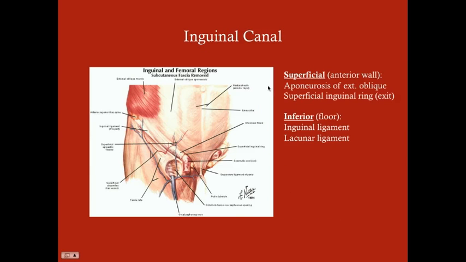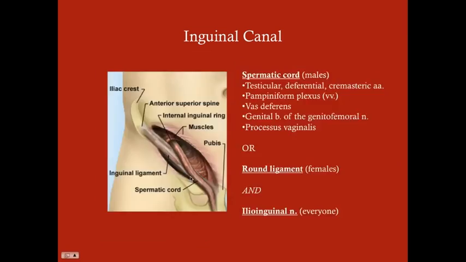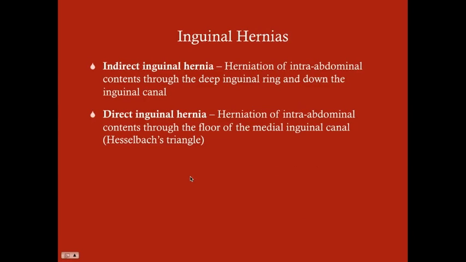So look here. You have your deep inguinal ring down here, and it comes in, and then it's going to come all the way down, and it's going to keep going, keep going. You have intestine coming all the way down here. So it's just traveling down your inguinal ligament. This is an indirect inguinal hernia.